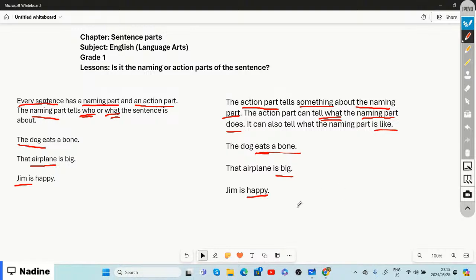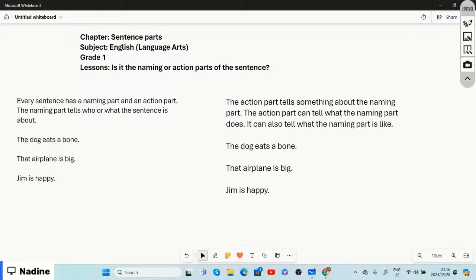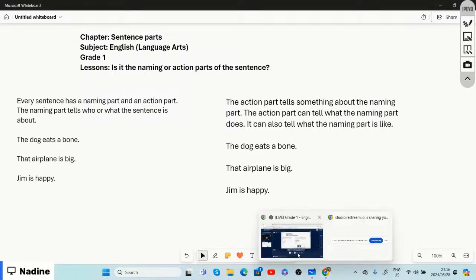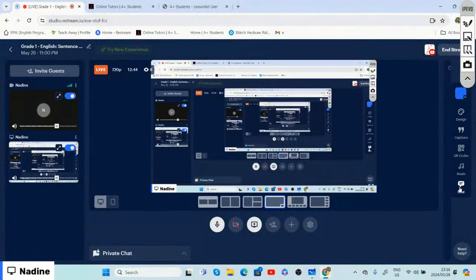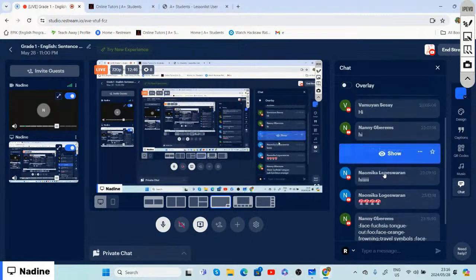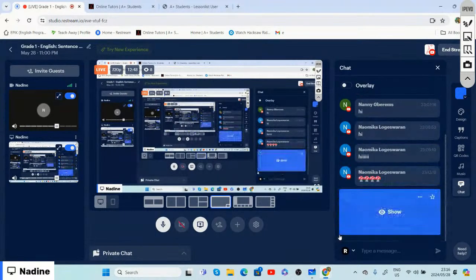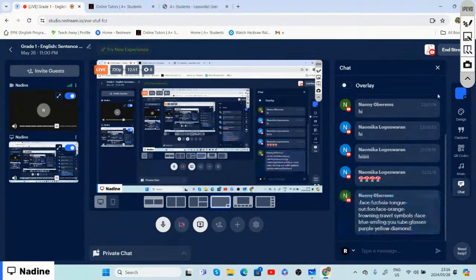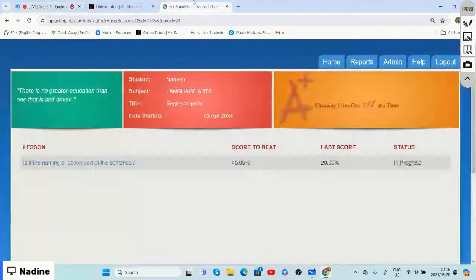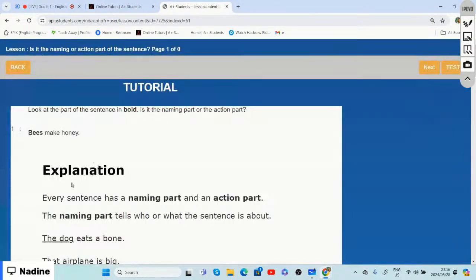All right. And we're going to go to aplusstudents.ca, and that is where we're going to continue with our tutorial lessons, right? So now we're going to aplusstudents.ca. We said our chapter is sentence parts. And is it a naming or an action part of a sentence?